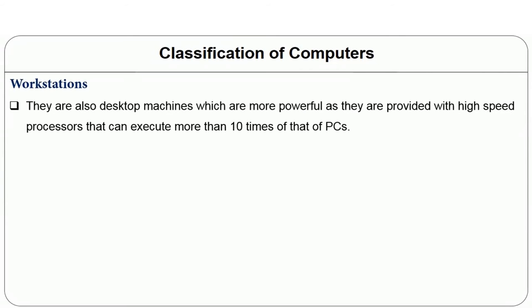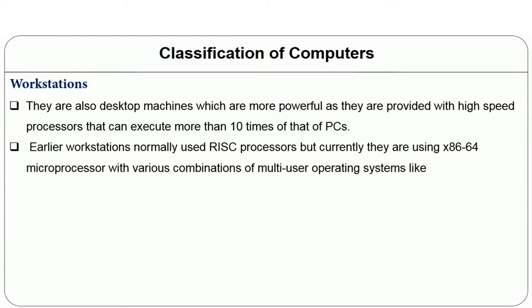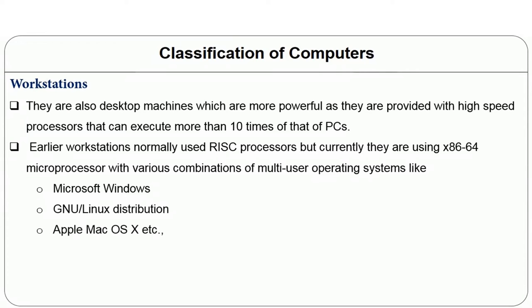Workstations. They are also desktop machines, which are more powerful as they are provided with high-speed processors that can execute more than 10 times that of PCs. Earlier workstations normally used RISC processors, but currently they are using x86-64 microprocessors with various combinations of multi-user operating systems like Microsoft Windows, GNU Linux distribution, etc.